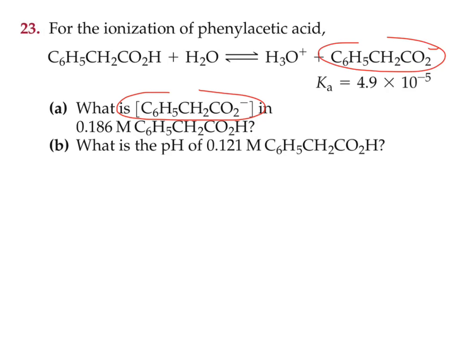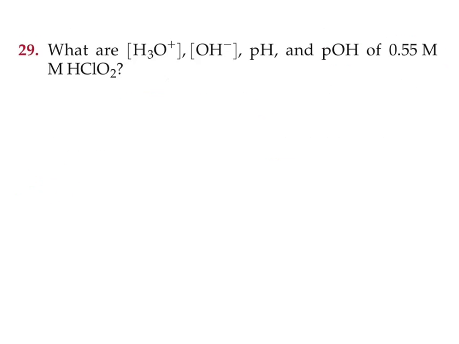Oh, there's 2 problems here, 2 ice tables, because they're giving you different molarities. In one case, it's 0.186 molar. In the other case, it's 0.121 molar. Okay, so 2 ice tables. Like I said, I'll kick something out there, but it probably won't be much other than you've already kind of seen.